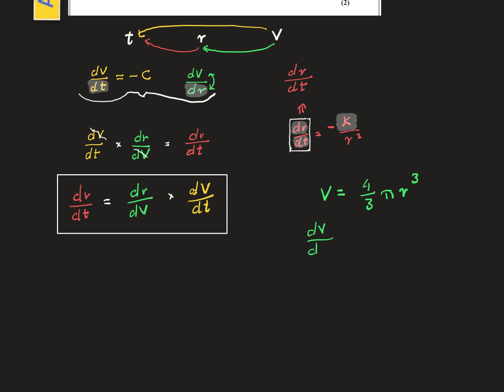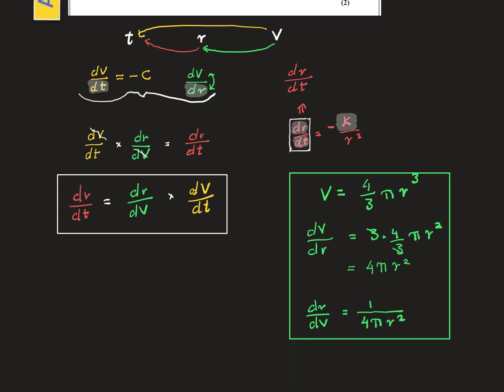dv on dr is therefore going to be, we're differentiating now. So that means that 3 is being put in front, and it's 4/3 pi r squared. So the 3 cancels out. Therefore, dr over dv is going to be 1 over 4 pi r squared.